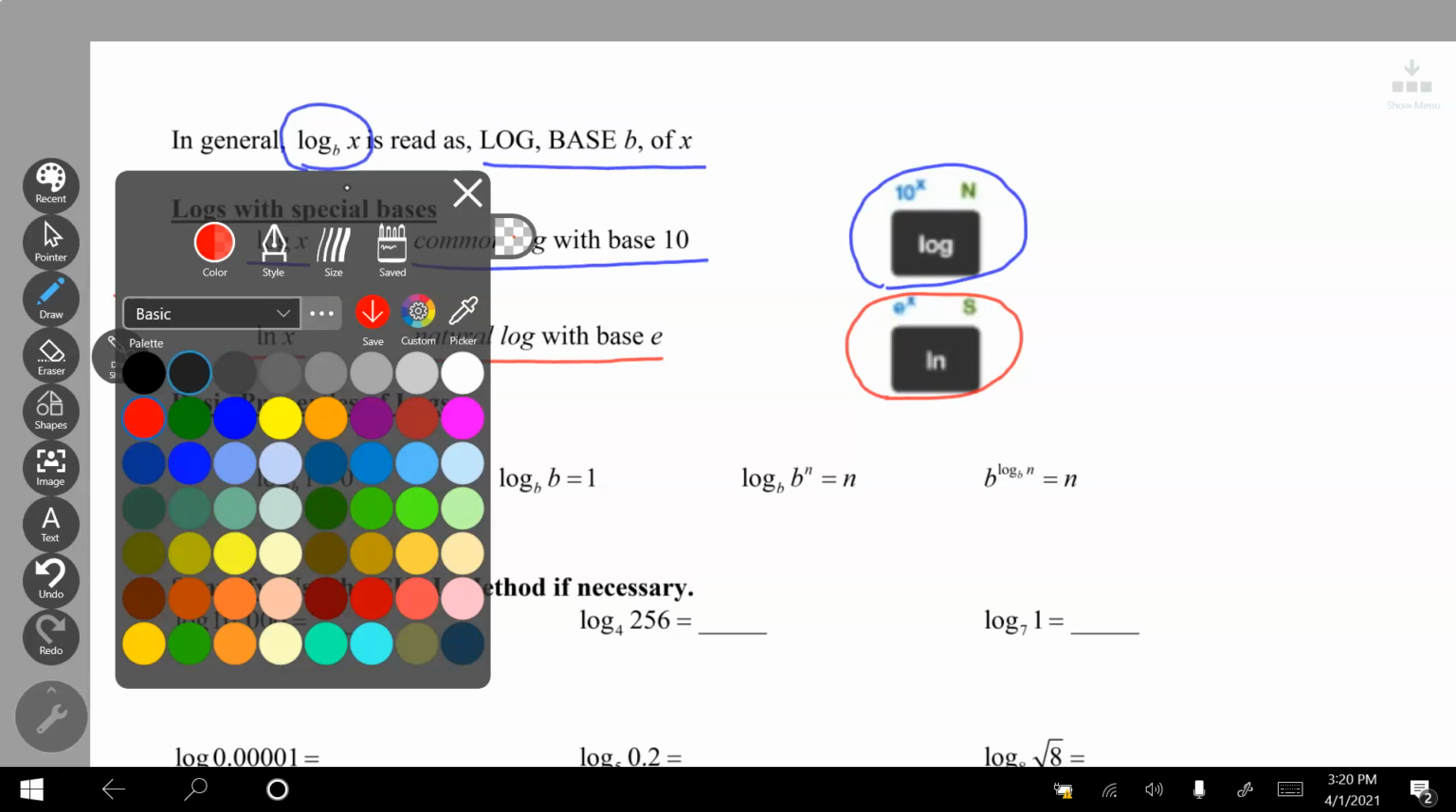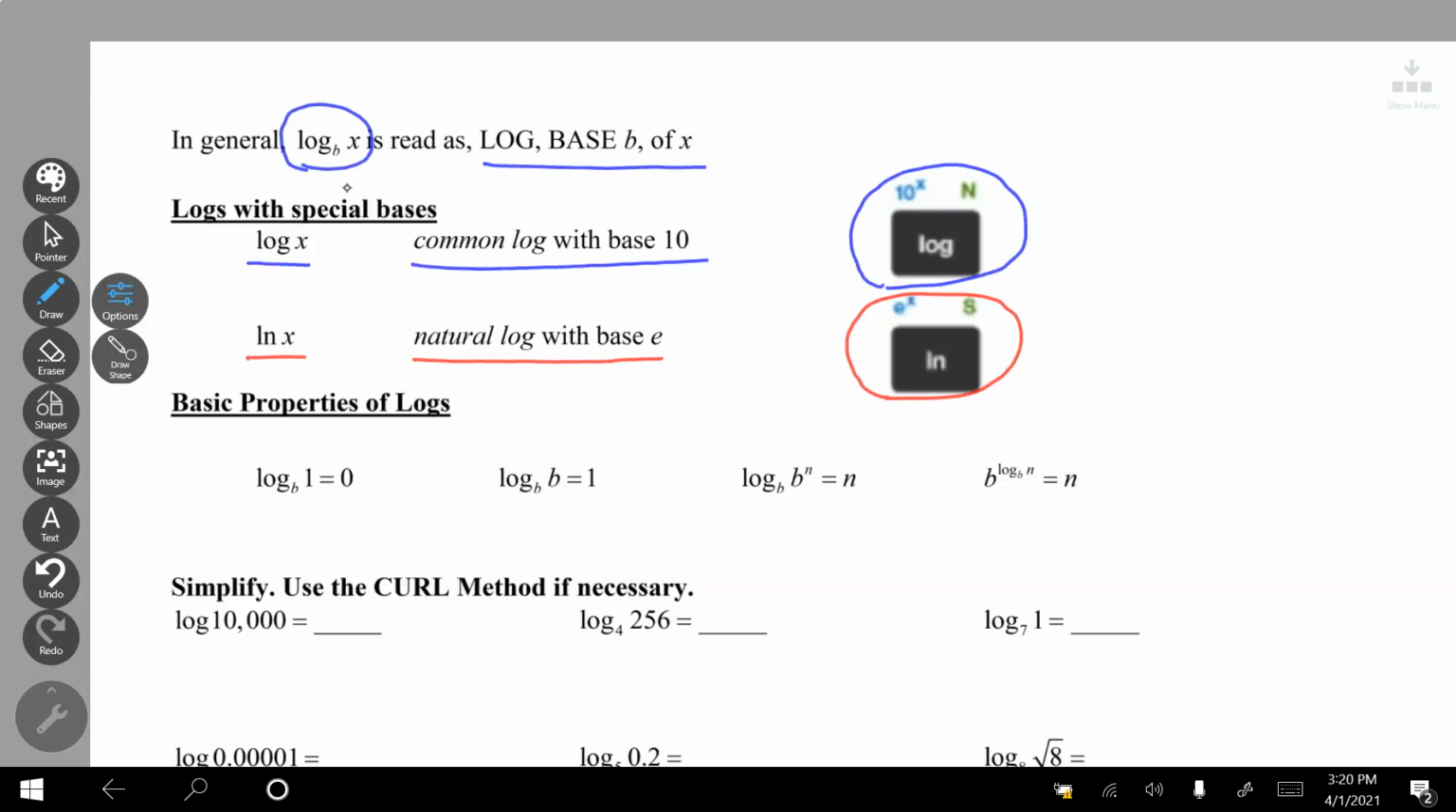And the idea of what's going on here is, why is there 10 to the x above it? Because 10 to the x is the inverse of a log, and e to the x, which we used before spring break, is the inverse of the ln, or the natural log key. That's not an I, that's an ln.